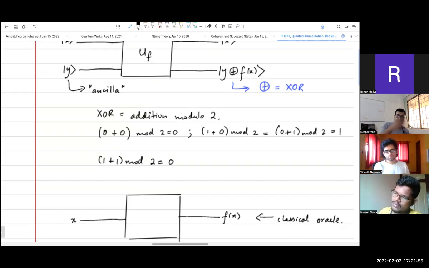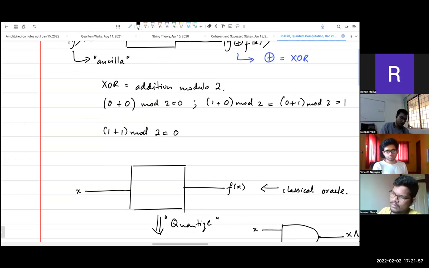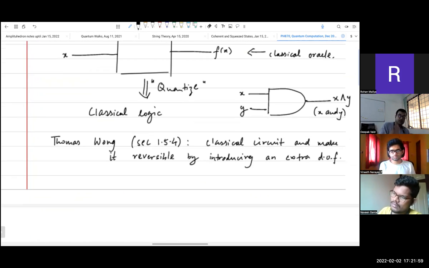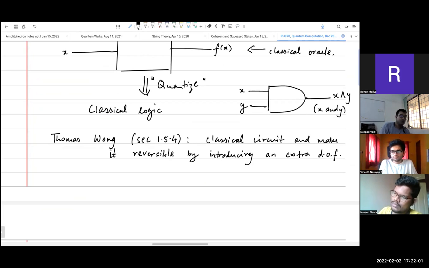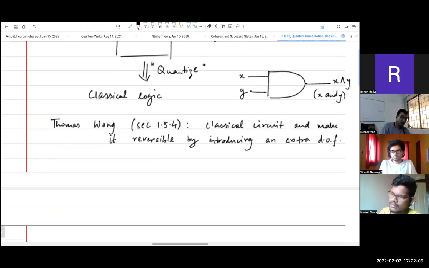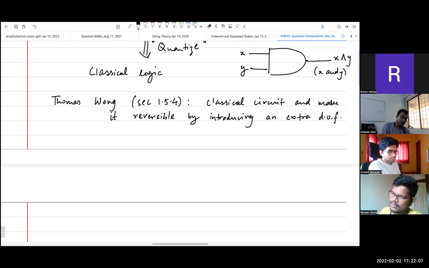Okay, so ancilla means it's auxiliary, we'll call it. It's something that helps you achieve whatever you're trying to achieve. So we take a classical circuit and make it reversible by introducing an extra degree of freedom, right?